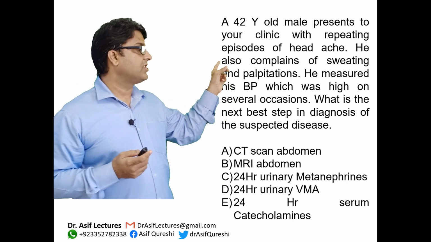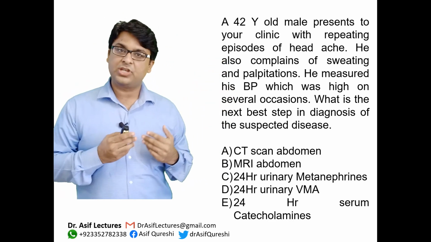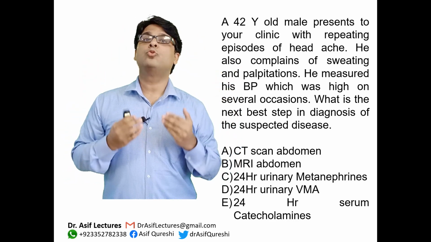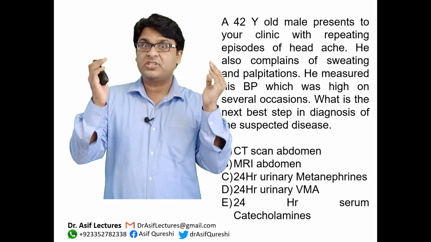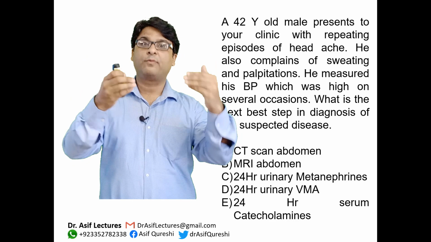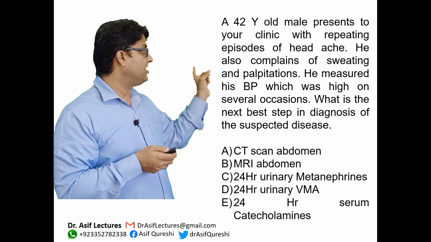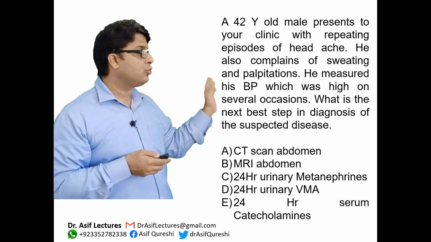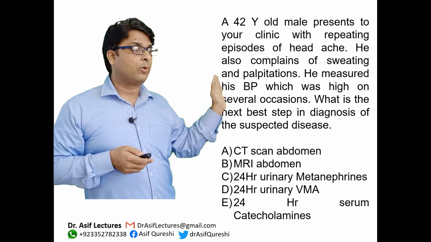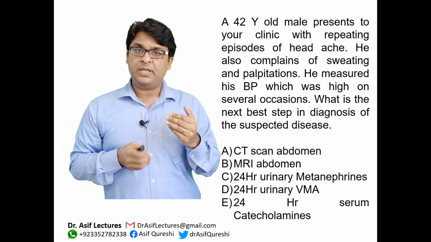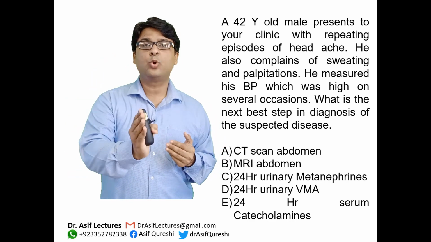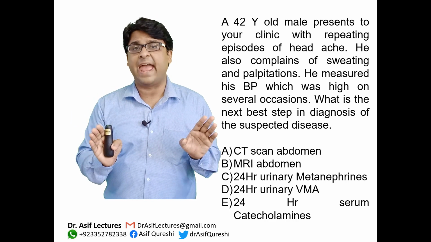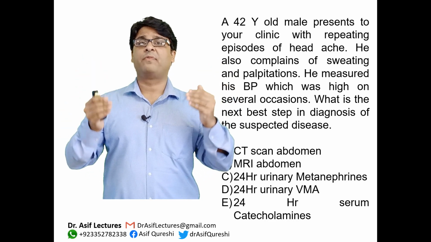What is the next best step in the diagnosis of the suspected disease? So this question is a level 2 question where they are giving you a presentation, and then they are expecting you to have a diagnosis in your head, and for that diagnosis, what would you do next, okay? So let's see the options. CT scan of abdomen, MRI of abdomen, 24-hour urinary metanephrines, 24-hour urinary VMA, and 24-hour serum catecholamines. Now, option A and option B are out because I've clearly told you that the next best step in the management of an endocrine problem is usually not a scan, unless you have the biochemical profile in hand.